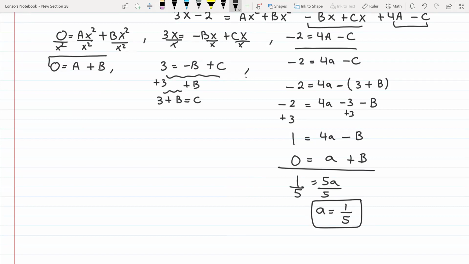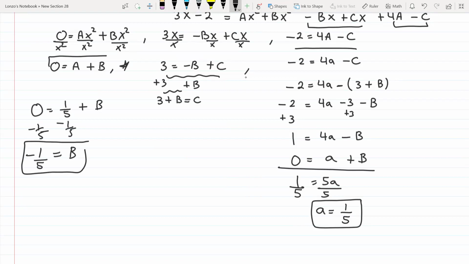So now if I know what my a value is, I can substitute it back here because I could figure out my b value, right? So it's 0 equals a, which is 1/5, plus my b value. And go ahead and solve for b. I should just subtract 1/5. So I get negative 1/5 equals b. Okay, so my b value is negative 1/5 and my a value is positive 1/5. That kind of makes sense because when you add them up, it should equal 0.